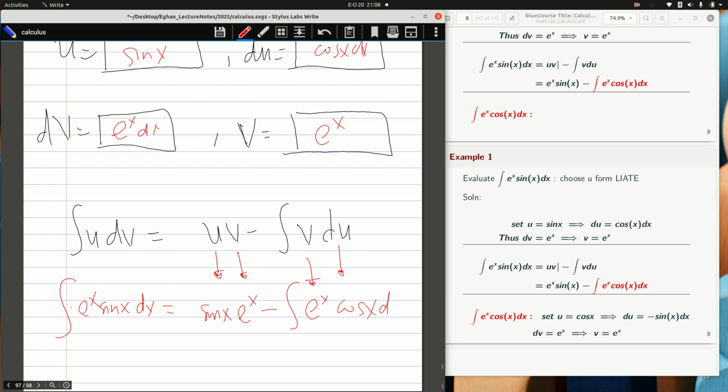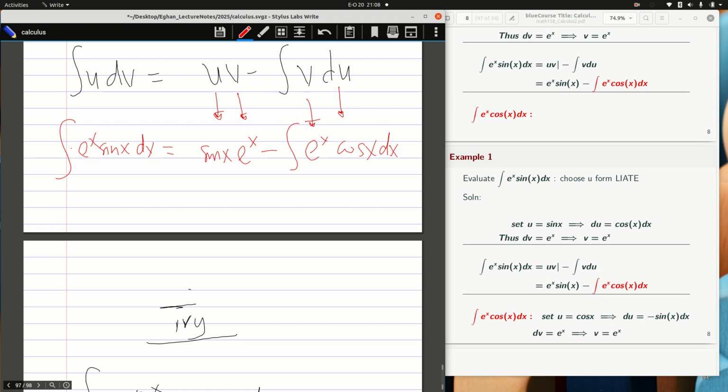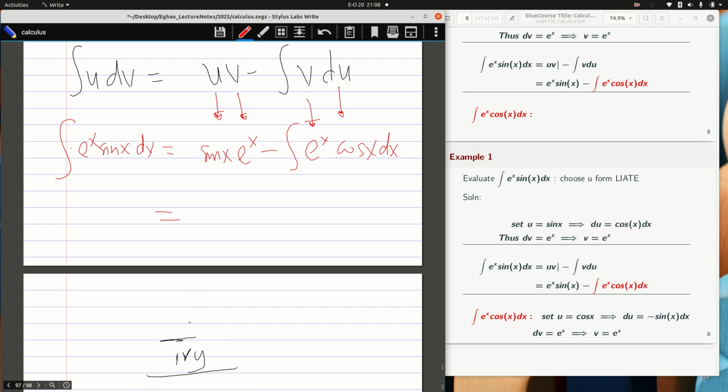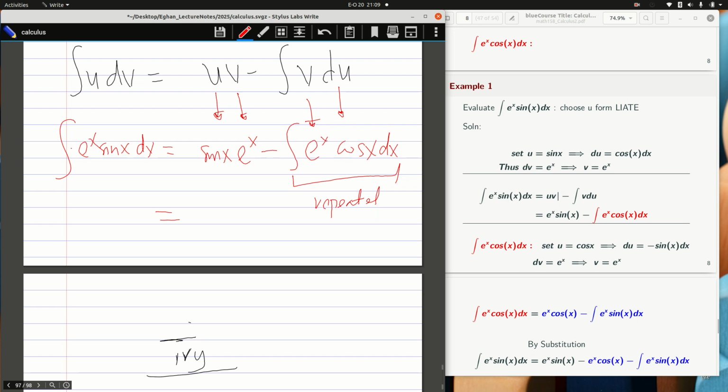Okay, so let's see here. We have to now simplify further. Before we simplify further, something interesting is happening here. This integral here will still be under repeated integration. I'm loving this example already. This is repeated, so we must go through the repetition approach.